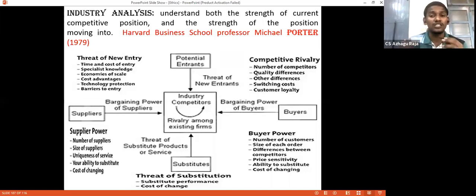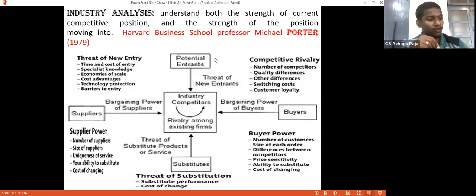So what are the things that we should see? In competitive rivalry, the number of competitors you should see, and then quality differences, because I told you, you cannot sacrifice the quality, but you can sacrifice the prices. That is more important. Quality differences, other differences besides quality, price, place, brand, all those things. And then switching cost and customer loyalty are also very important. Customer loyalty means that even if you increase your price, there are customers who will use only your products, right? So that is customer loyalty. And these are with respect to industry analysis.